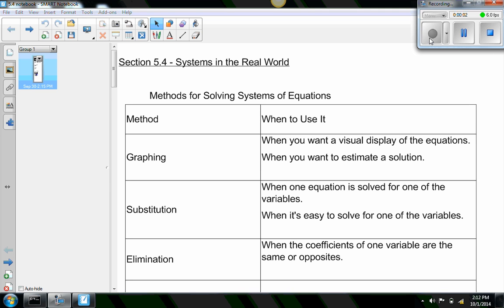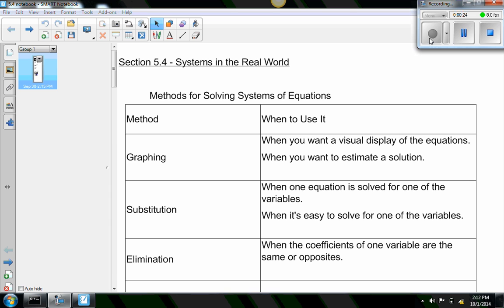Hello 8th graders, your video is for section 5.4, which is covering systems in the real world. There are three methods that we've learned to solve a system of equations. I've created a little graph here which shows you when is the best choice to use each one.